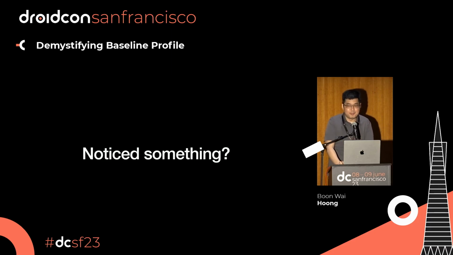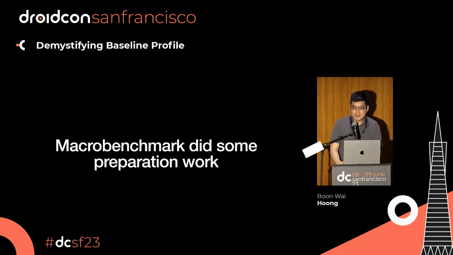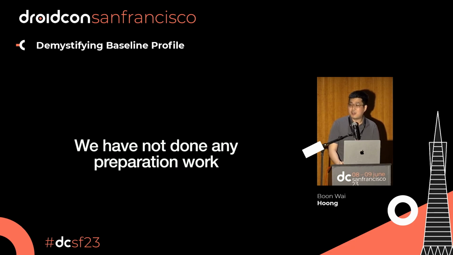So remember we talked about profile installer, and then we talked about macro benchmarks. How we do dog fooding is basically we install an app, we launch it, we navigate to the place that we want to test, and then we do a test, right? So notice something odd here. Macro benchmark basically did some preparation work, right? So remember, it does two things. It installs the profile, and then it compiles things ahead of time. For our testing flow, we have not done any preparation work. We just install the APK, and then we navigate to the part where we want to test.